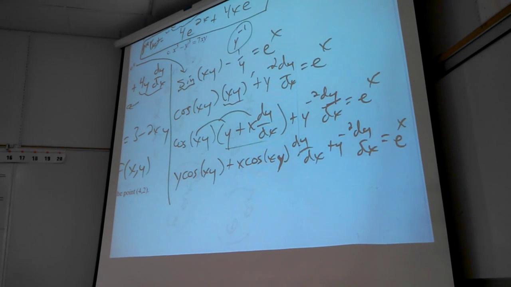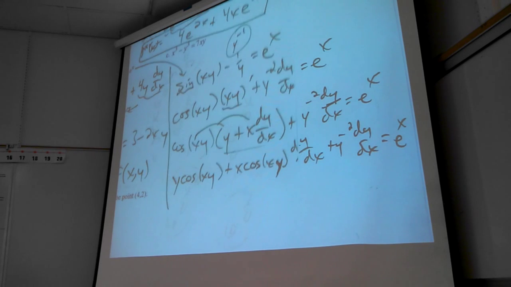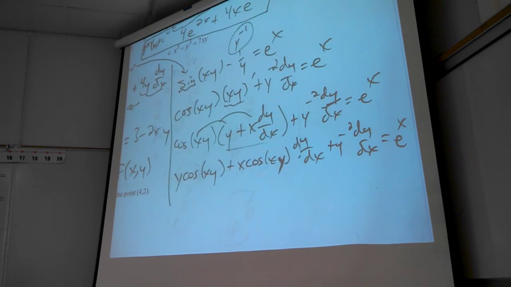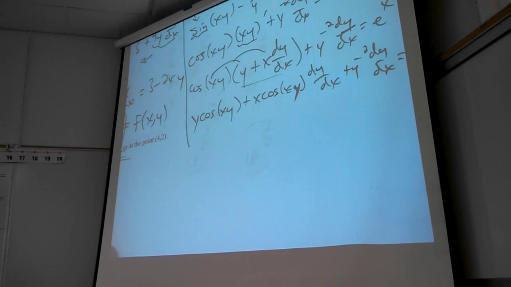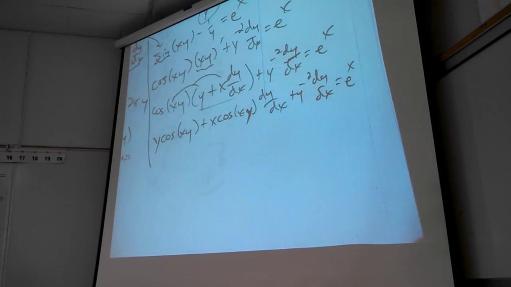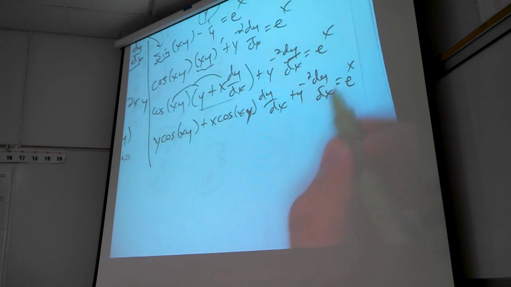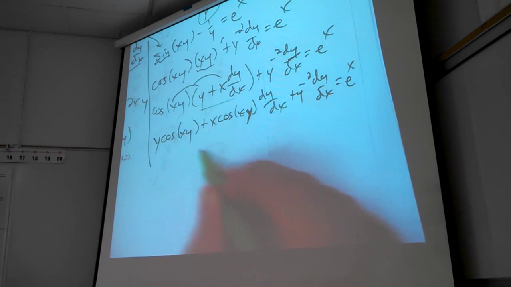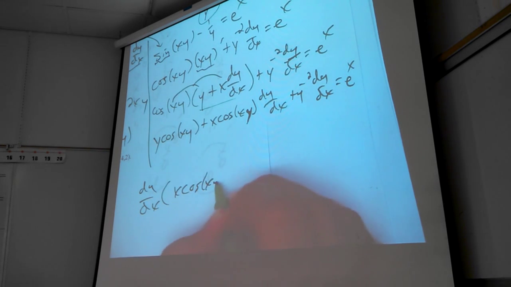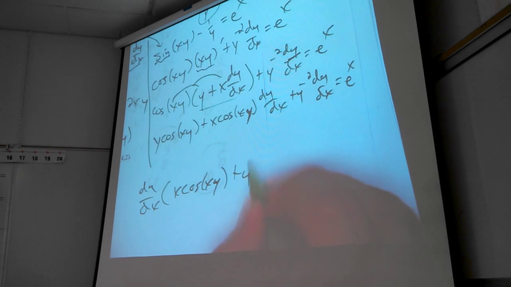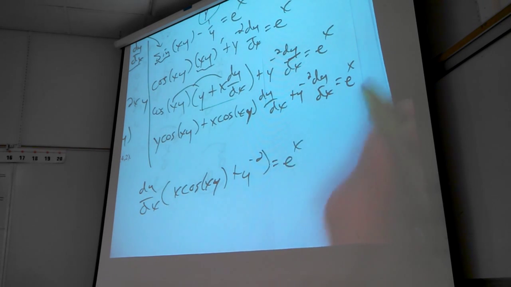Alright. So. Subtract y cosine xy. Yeah, this is awesome. All my dy dx stuff is already together. Just got to get this out of the way. So let's see. I'll have dy dx that comes out of x cosine xy plus y to the negative 2. And I have e to the x minus this stuff.